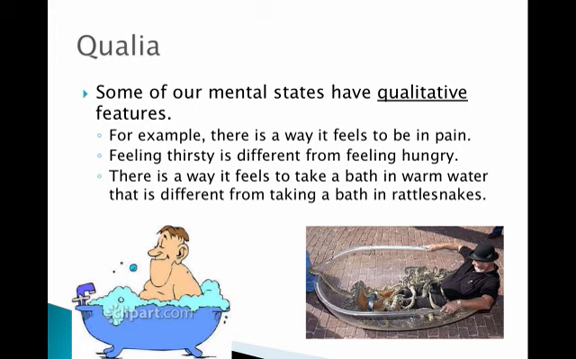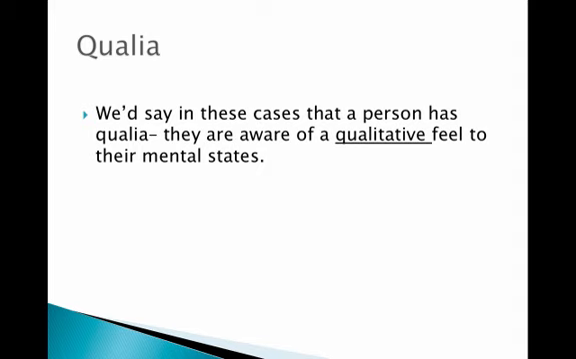So, qualia is not the same thing as intentionality. Qualia is the other mark of the mental that we would want to find. What do I mean by that? Well, qualia comes from the word qualitative, I suppose. It's another feature of our mental states, where many of our mental states have this kind of qualitative feel. For example, there's a way it feels to be in pain. Feeling thirsty is different from feeling hungry. There's a way it feels to take a bath in warm water that's different from taking a bath in rattlesnakes. Well, we'd say in these cases that a person has qualia. They're aware of a qualitative feel to their mental states.